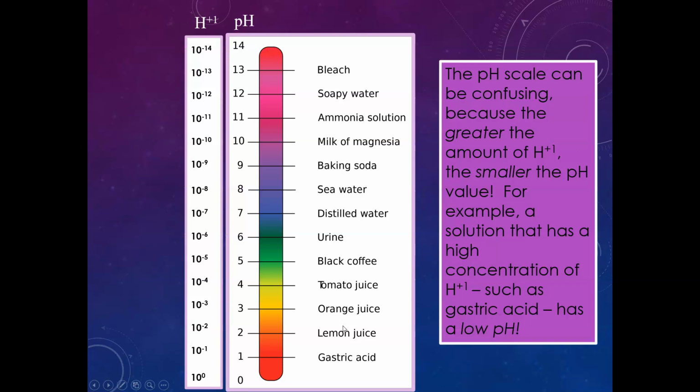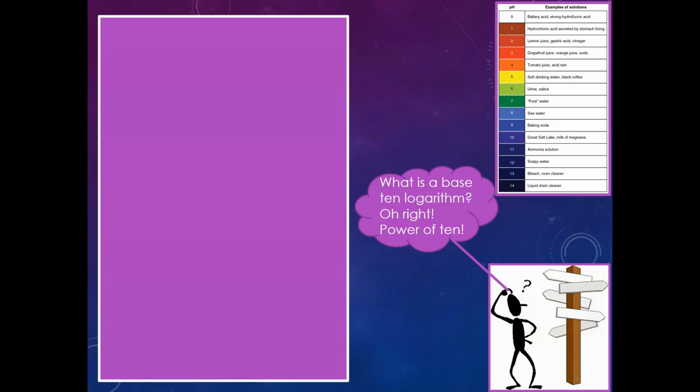It's just boring water. So it can be slightly confusing because the greater the amount of the hydrogen ions, the smaller the pH value. So if we have a large number of hydrogen ions like gastric acid or stomach acid, it's going to have a very low pH. So let's talk about our scale here. So pH, by definition, is going to be a measure of the concentration of the hydrogen ion that is present in the solution.